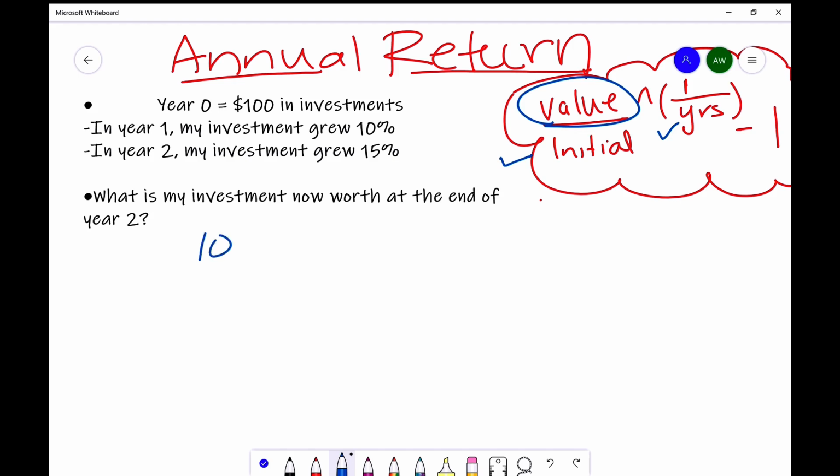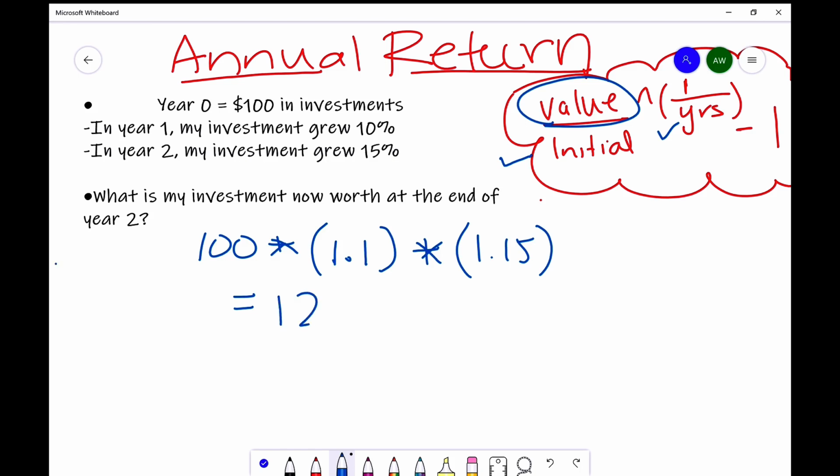Well, 100 is the year 0 investment. It grew by 10% in year 1, so that's 1 plus 0.1 equals 1.1 times 100. In year 2, my investment grew by 15%, so that's 1.15. So multiplying all of that gives me the value at the end of year 2, which is $126.5. So that's my investment value at the end of year 2. And that's what I should plug in for my numerator.